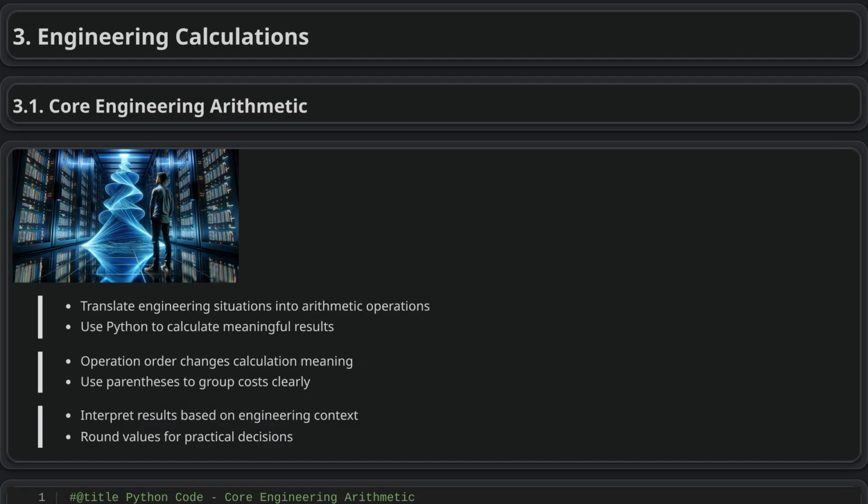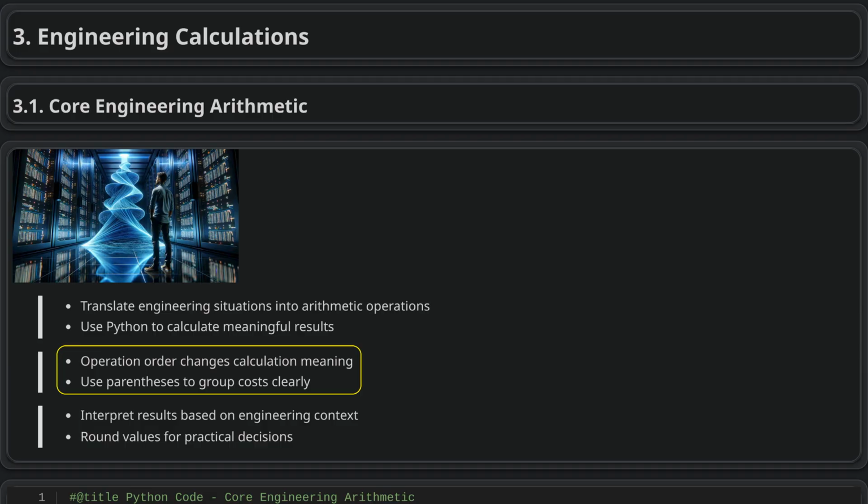Engineering calculations, core engineering arithmetic. Engineering often requires turning real-world situations into the right numerical operations. Basic arithmetic helps analyze quantities such as time, cost, production, and rates, while Python makes these calculations clear and repeatable. The main goal is to understand what the numbers represent and choose the operation that fits the engineering context.